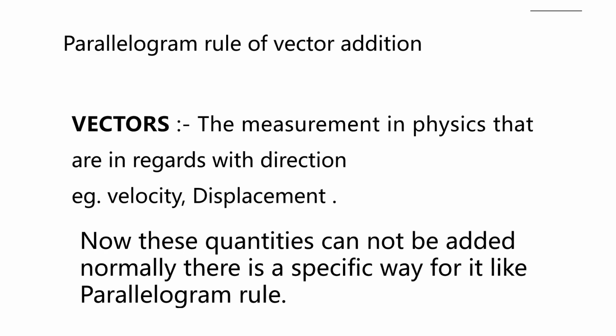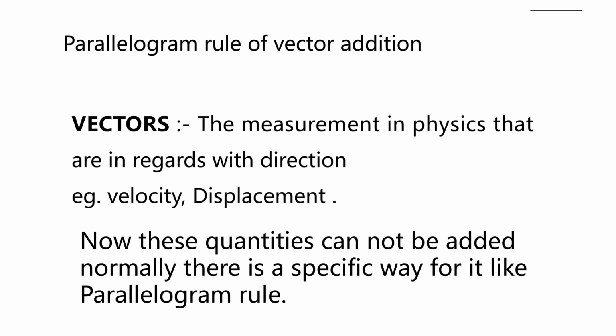Parallelogram rule of vector addition. Vectors are measurements in physics that have direction, for example velocity and displacement. Now let's consider a boy named John. John observes us going from point A to point B. He asked me how fast I was going. I said, very fast. And he was like, how much? And I said, 10 miles per hour. And he was like, really? That fast?